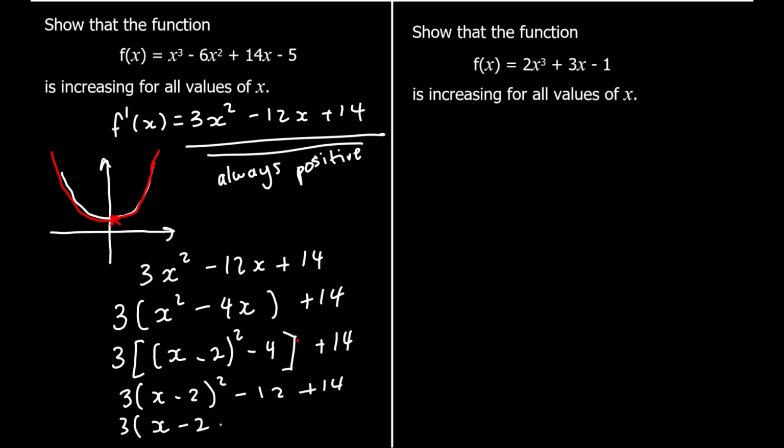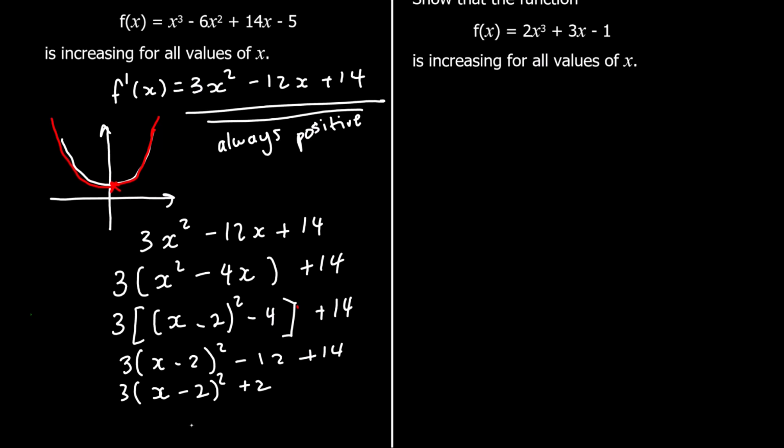So 3 times x minus 2 squared plus 2. So the minimum point is what makes the bracket 0, which is 2. And what's left, if that was 0, 2 would be left. So the minimum point is 2, 2. Therefore, it's always positive. So if the gradient is always positive, it is increasing.